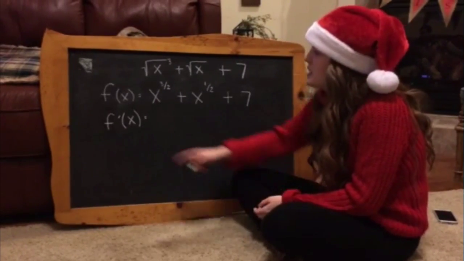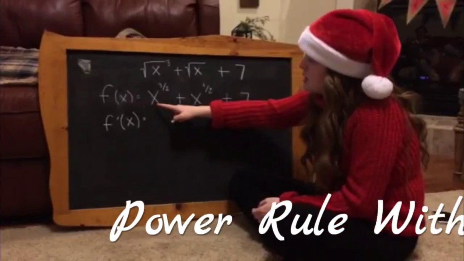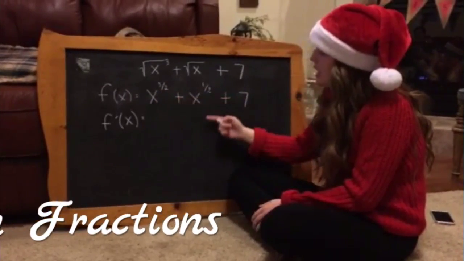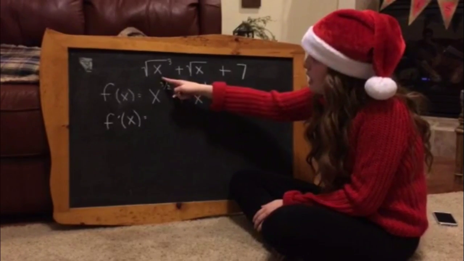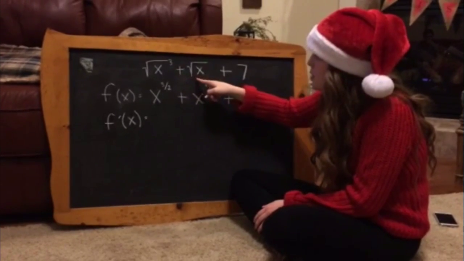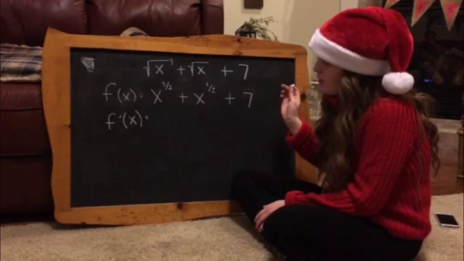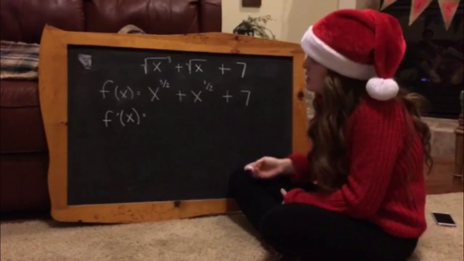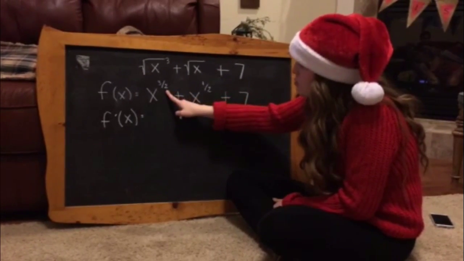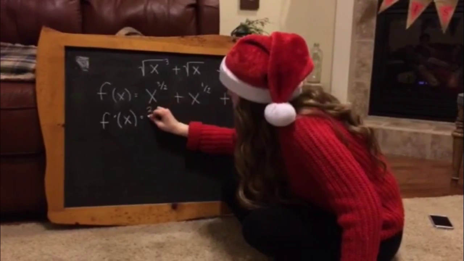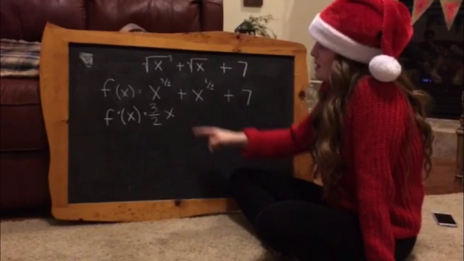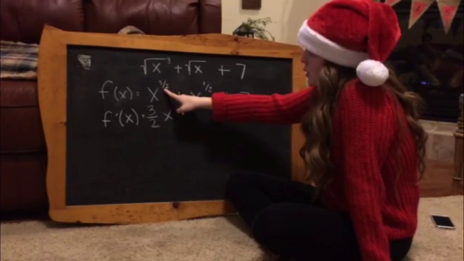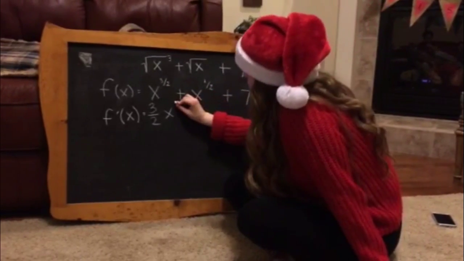Okay, so you're given the equation f of x equals x to the 3 halves plus x to the 1 half plus 7. And that can also be written as square root of x cubed plus square root of x plus 7. So we're trying to find the derivative, so what we would do first is you see your exponent and you bring it out front. So it would be 3 halves x, and then you'd subtract 1 from this. So 3 halves minus 1 would be 1 half.